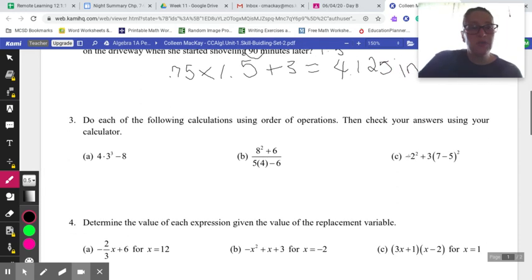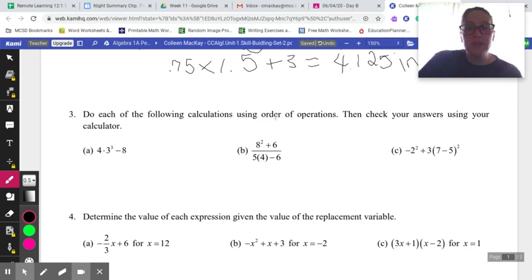Okay, let's look at question number 3. Do each of the following calculations using order of operations, then check your answer using the calculator. And of course, you can just use the calculator and put your answer. But I'm going to show you how to do letter B because it has a division, or it's a fraction, and I know how some of you feel about fractions.